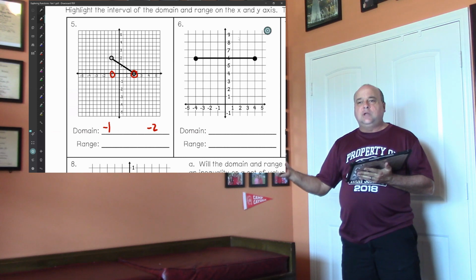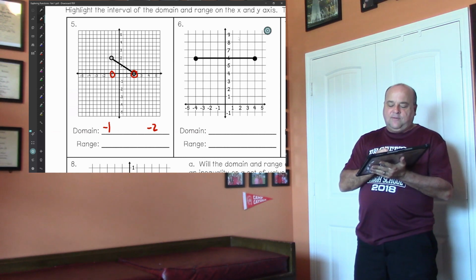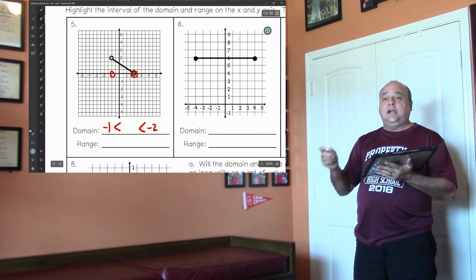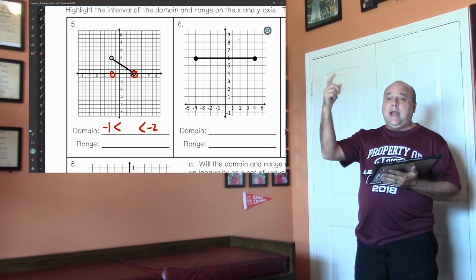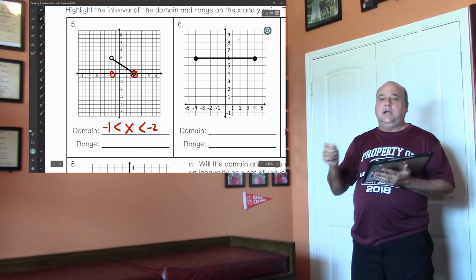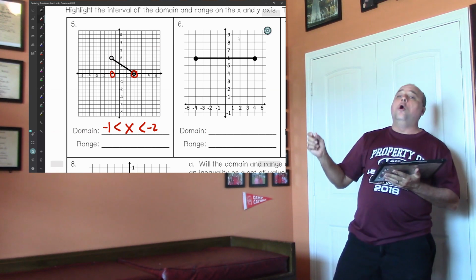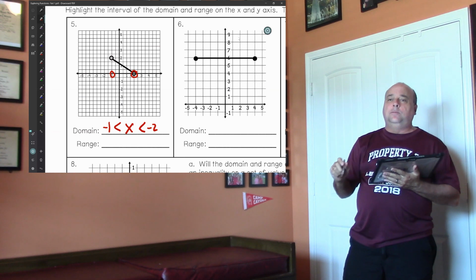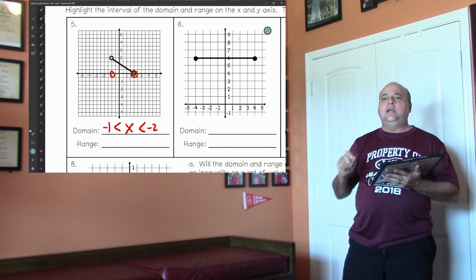You always use less than symbols. So I'm going to have a less than on the negative 1 because it's an open dot, and a less than on the 2 because it's an open dot, and I'm putting x down because I'm getting the domain. Left to right, always use less than symbols. If it's a closed dot, put an equal bar.